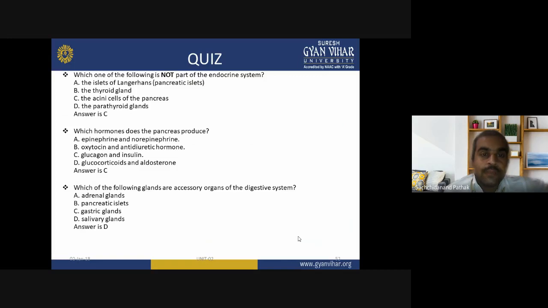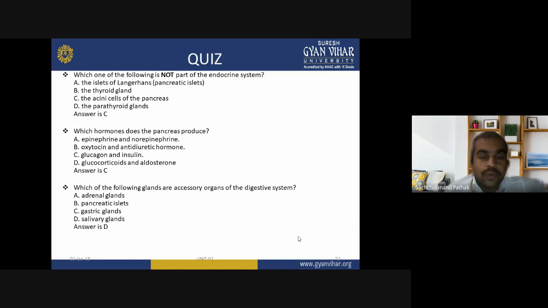Which hormone does the pancreas produce? Epinephrine and norepinephrine, which are produced by the adrenal medulla. Oxytocin and antidiuretic hormone, which are produced by the posterior pituitary gland. Glucagon and insulin, yes, it is correct. And D, glucocorticoids and aldosterone, which are produced by the adrenal cortex, like the zona fasciculata. So yes, the pancreas will secrete the glucagon and insulin, so answer C is correct.